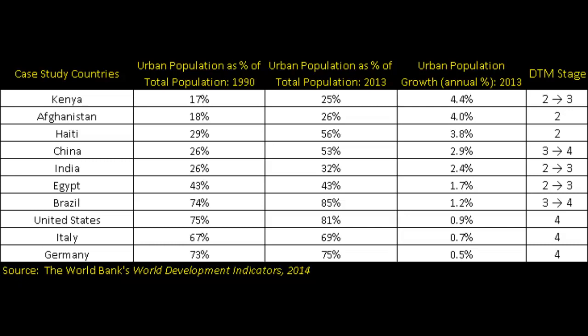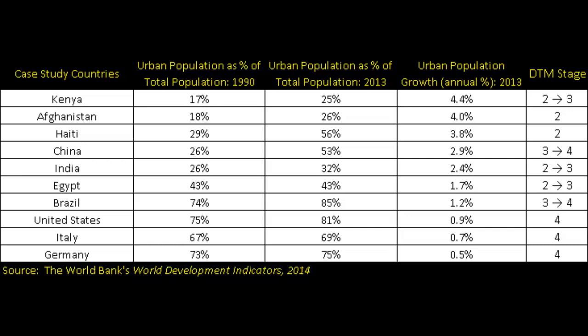Another thing to look at as far as urbanization, getting a more historical view, is comparing 1990 to 2013. And what we see there is massive increases for certain countries. For example, China and Haiti. They've gone from 29% to 56% for Haiti and 26% to 53% for China. So they've had a massive amount of urbanization over that 23-year period.